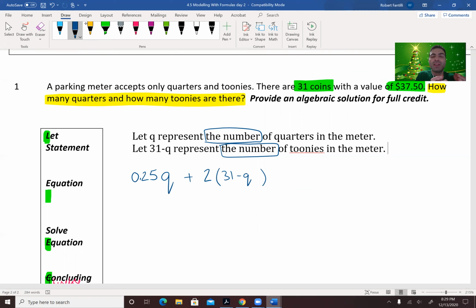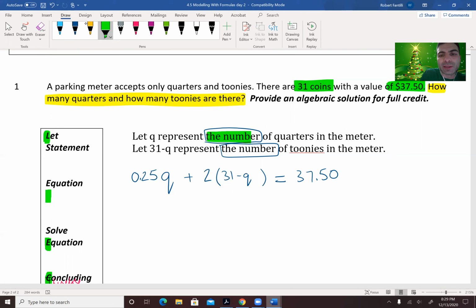So it's how much money we have in quarters, and how much money we have in toonies. Altogether, the total amount of money has to add up to $37.50. This is the hardest part, getting this equation. Solving this equation should be the joke, okay? But I need you to remember that Q is the number, okay?